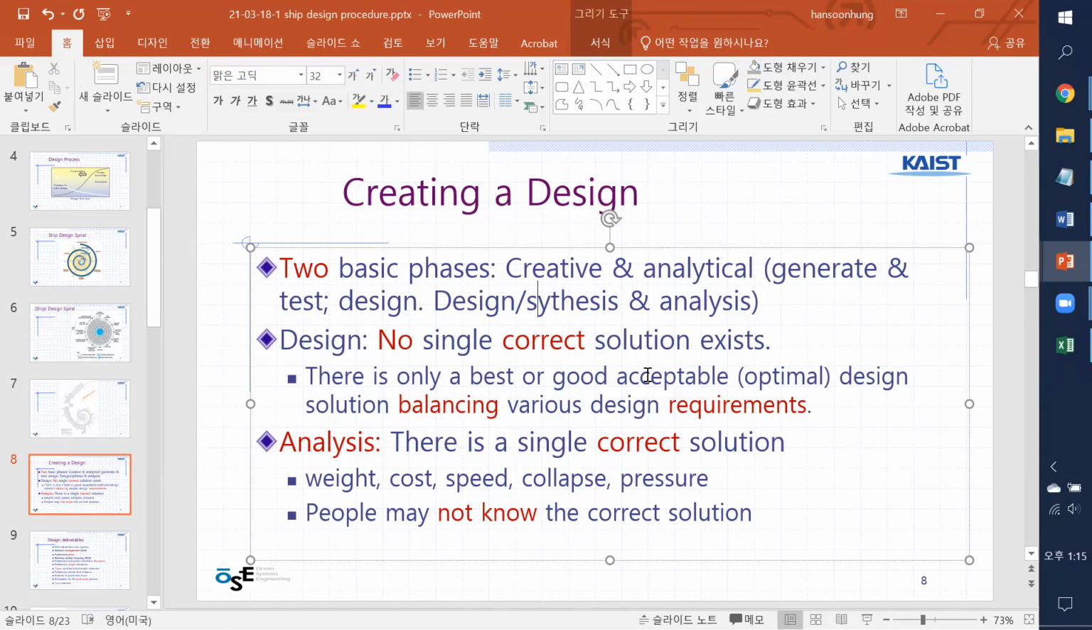And design is also similar. We just create many ideas, concept cars.